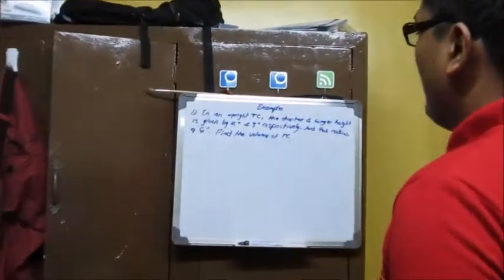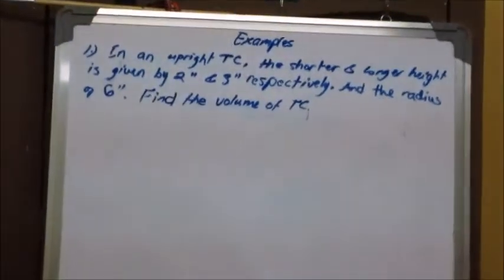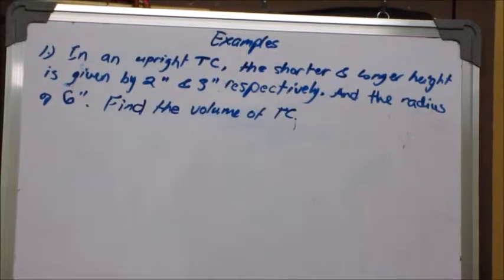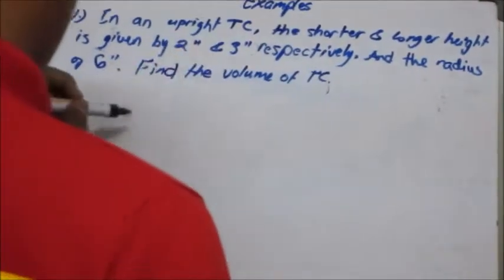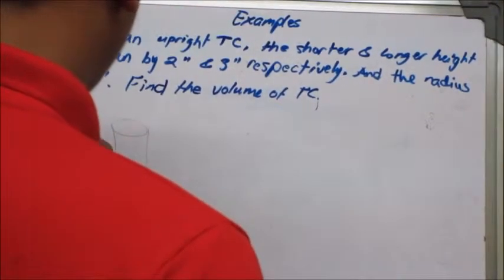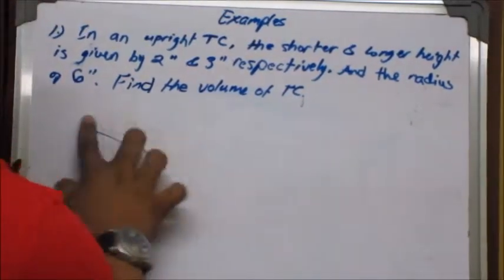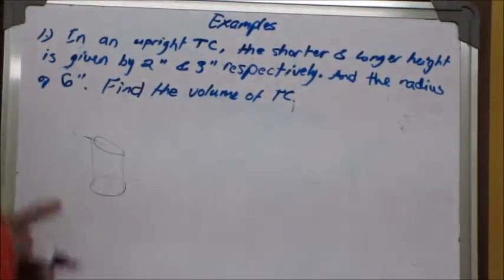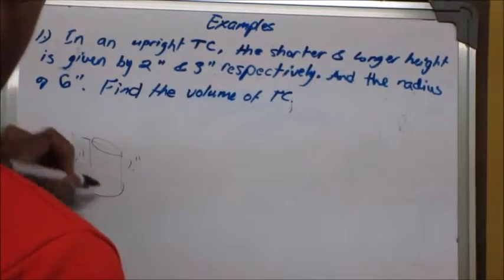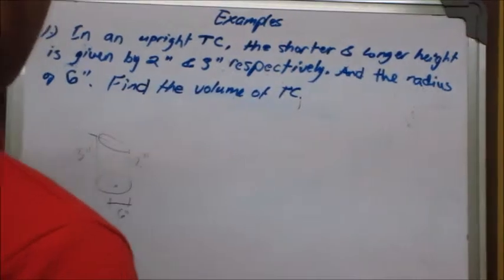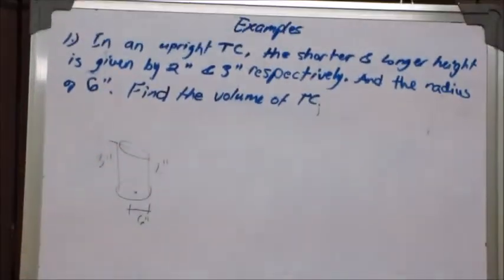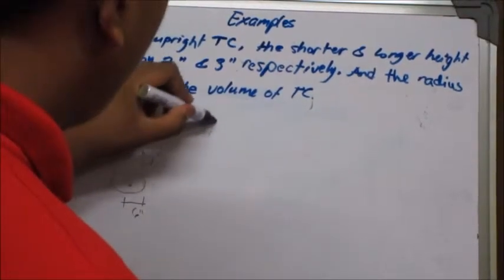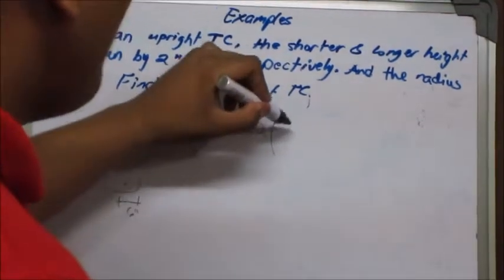Let's give an example. In an upright truncated cylinder, the shorter and longer heights are given as 2 inches and 3 inches respectively, and the radius is 6 inches. Find the volume of the truncated cylinder. Since the heights and the radius are given, we can do direct substitution in the formula V is equal to pi r squared multiplied by the average height.